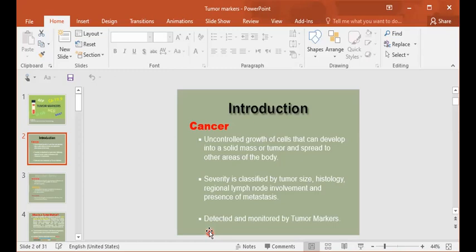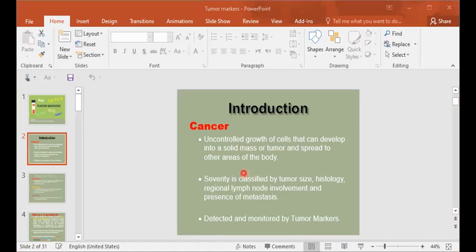Diagnostic and prognostic. Of course, not all tumor markers are specific. Of course, not all tumor markers are sensitive. Of course, not all tumor markers can be used to monitor the patient. Okay? So let's start by the definition of a tumor marker.